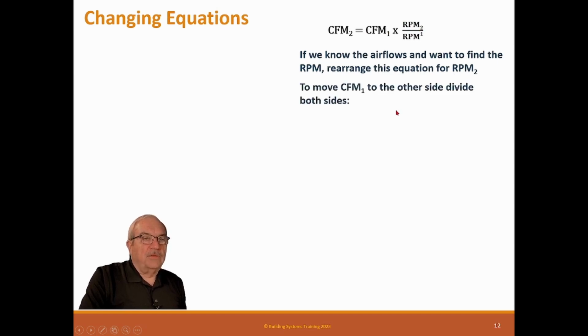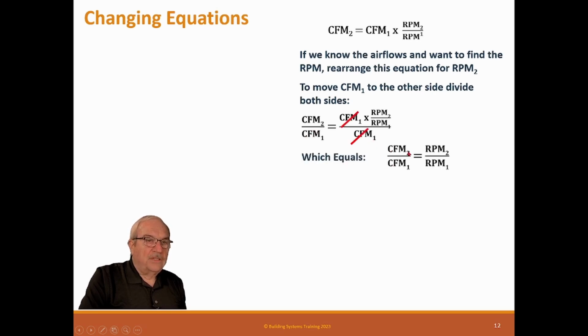So the first thing you would do is change the CFMs from one side to the other. So we take CFM1 and move it to the other side. To do that, we divide both sides by CFM1. These two cancel out. That gives us CFM2 over CFM1 equals RPM2 over RPM1. Say, well, that didn't get us anywhere. We're still in an equation we can't deal with.